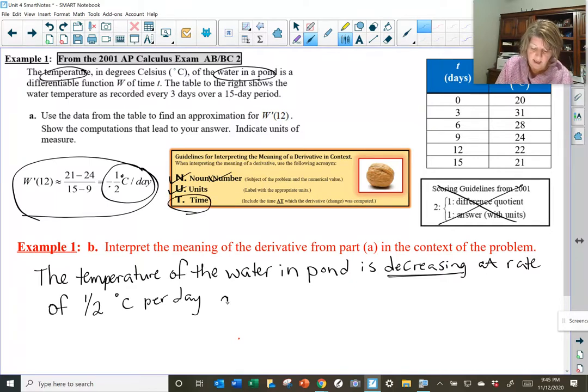at T equals 12. Do I want to put day? 12 equals 12th day. You probably even could just write T equals 12 and get the full points for it. Okay.